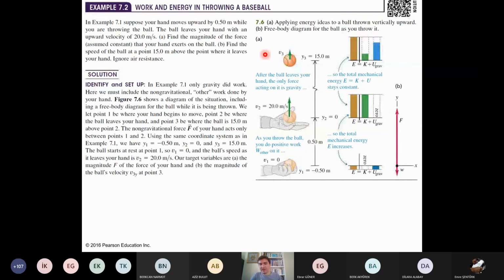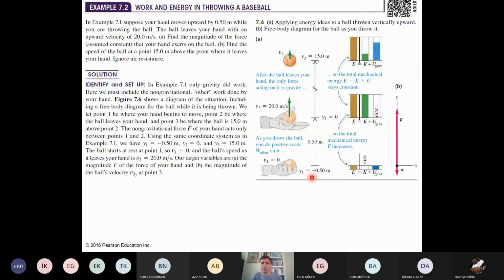Since I have chosen this position as the origin and this position is positive 15 meters, this position must be minus 0.5 meter. Your hand moves upward by 0.5 meter while you are throwing the ball. So I move my hand 0.5 meter in the upward direction. Since this is the origin, the initial position of the hand must be minus 0.5.